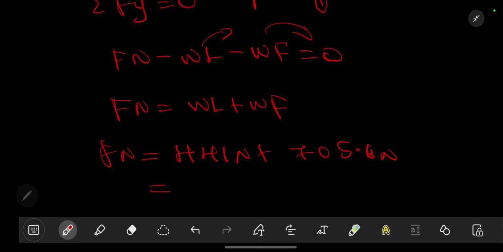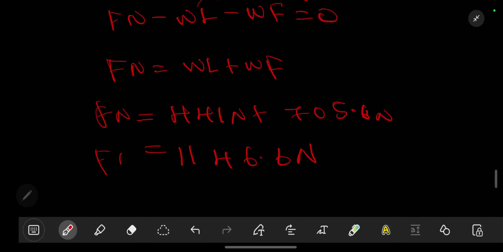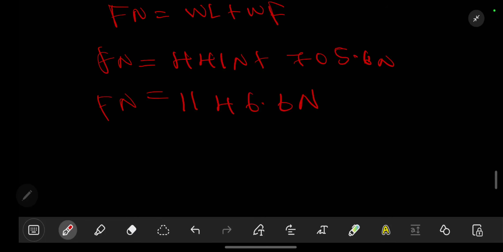This is going to give us, so we have our 441 plus our 705.6. This is going to give us a value of 1146.6 newtons, like that. So we have the normal force like that. So if that's the case, this is what we have.